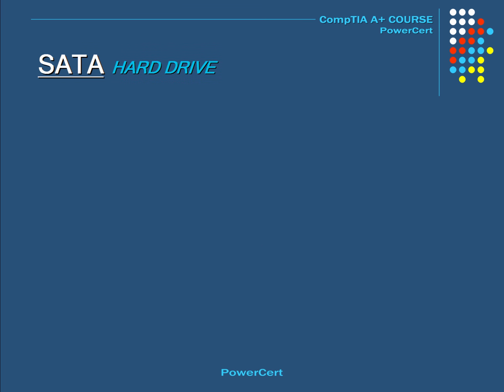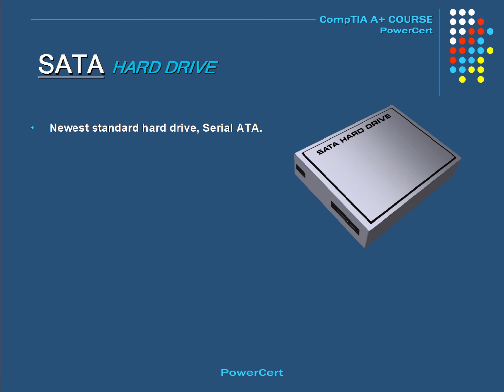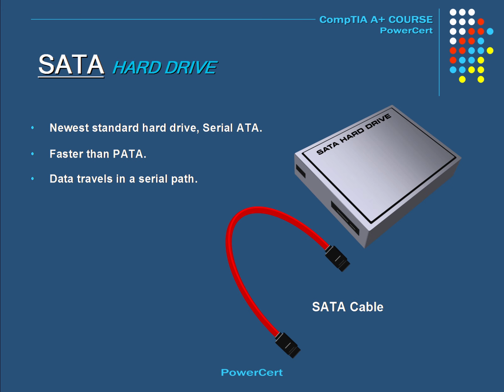Another type of hard drive is called Serial ATA. Now this is a newer standard that is faster than PATA. Instead of data traveling in a parallel path, the data travels in a serial path, which means that data travels one bit at a time. SATA drives have fast transfer speeds up to 6 gigabits per second, which is considerably faster. Other advantages that SATA has over PATA is that the drives are hot swappable and the cables are smaller, which makes cable management a lot easier.